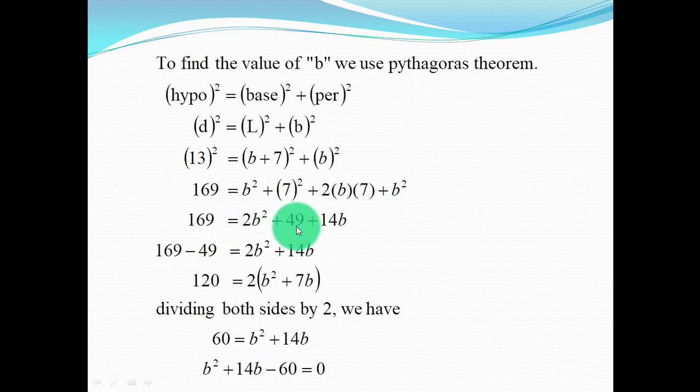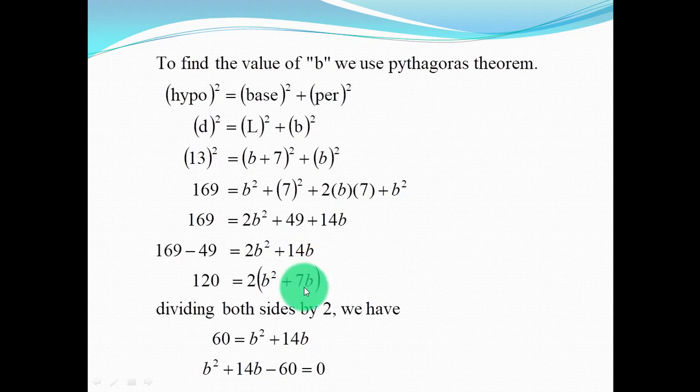So we take this constant value to the left side, and when we shift it to the left side its sign changes from positive to negative. So 169 minus 49, which is 120, is equal to 2b square plus 14b. Then we take 2 as a common factor from both terms, so we have b square and 14, and taking 2 out of 14 leaves 7b.